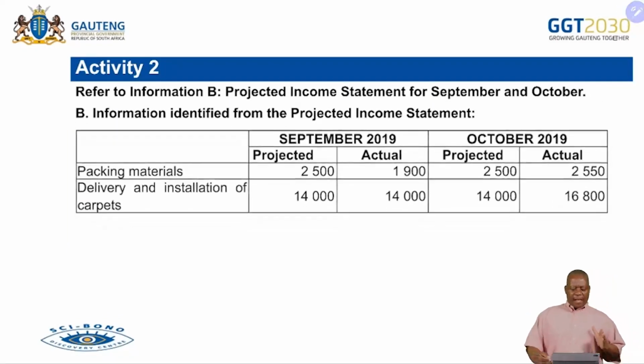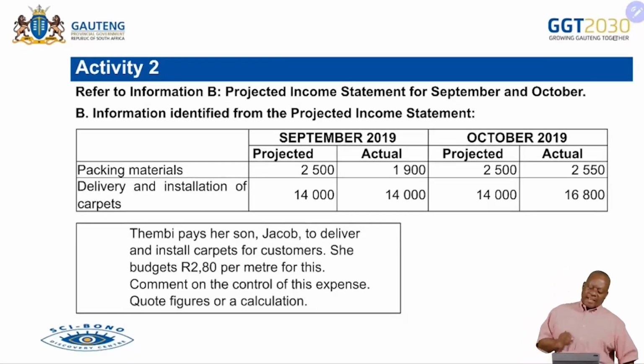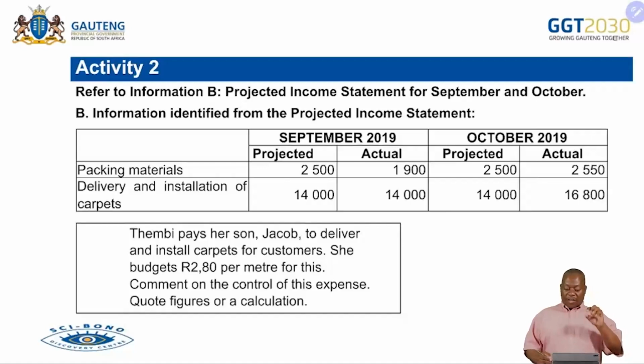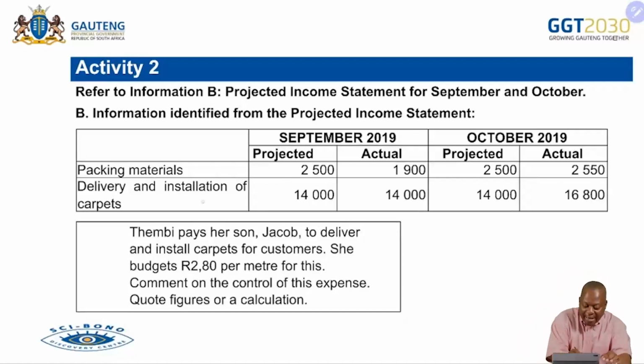And then let's move on to this one now. It's giving us packing materials and delivery and installation of carpets. What are they saying here? They're saying Tembi pays her son Jacob to deliver and install carpets to customers. She budgets 280 per square meter for this. Comment on the control of this expense. So we are interested in this expense.